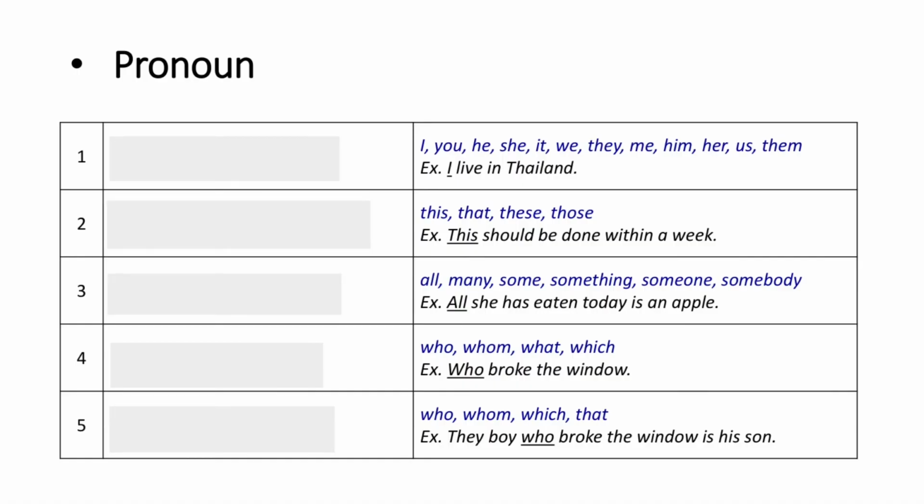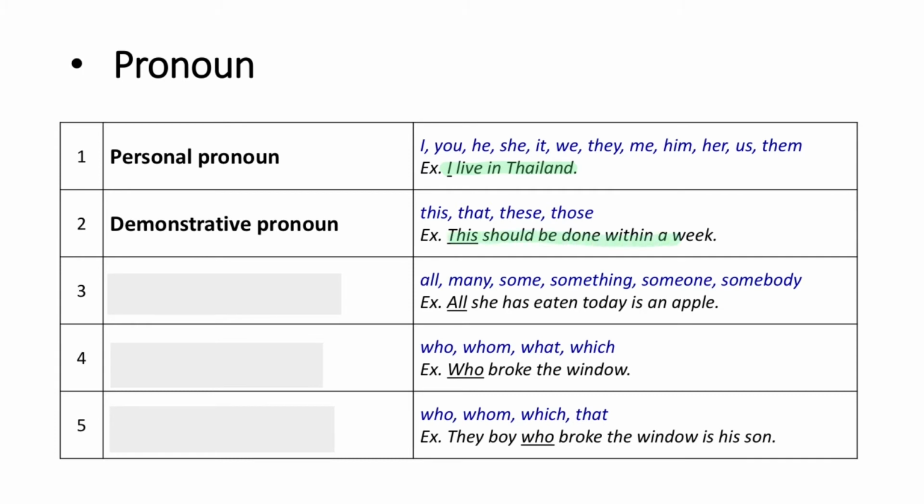Now let's look at pronouns. Pronouns are categorized into 5 categories. Number 1, personal pronouns, such as I in the sentence, I lived in Thailand. Number 2, demonstrative pronouns. For example, this in the sentence, this should be done within a week. Number 3, indefinite pronouns. For example, all in the sentence, all she had eaten today is an apple.